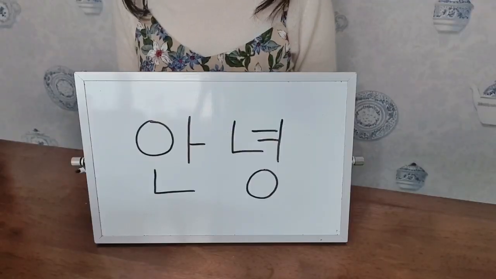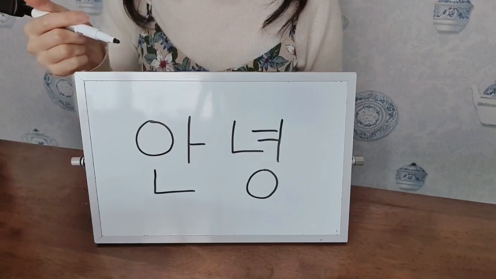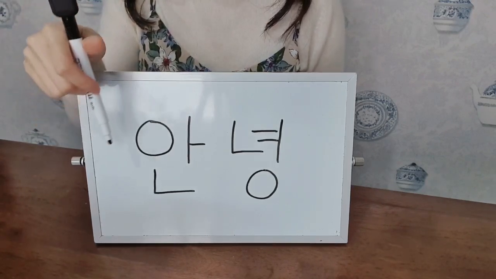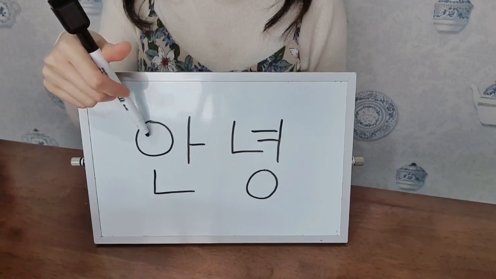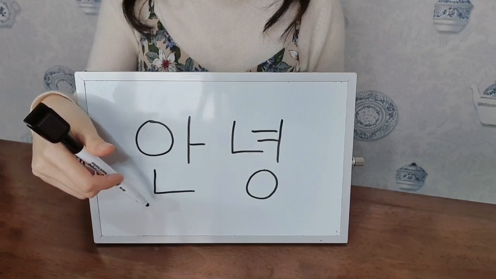So we're gonna start with the format first. Each syllable is in a block. You're still reading the whole word. It comes left to right and top to down. So we always start out with the consonant and then a vowel and then maybe another consonant at the end, or not.